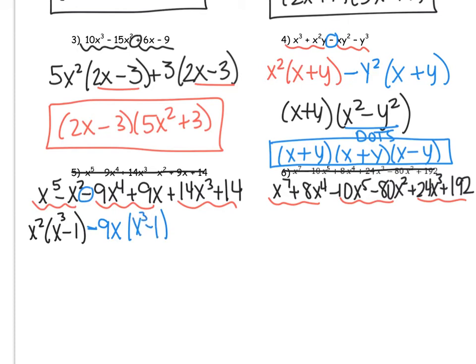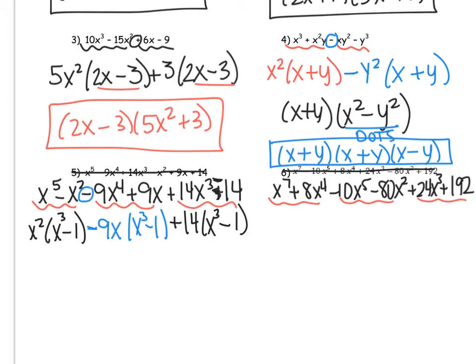Why is it minus? Because I have a positive 9 divided by negative 9, and that's why you have a negative 1. And we're going to bring down this positive and take out a 14, and we'll be left with x to the third minus 1. Sorry, this should have been a minus in here. That's why it's wrong.